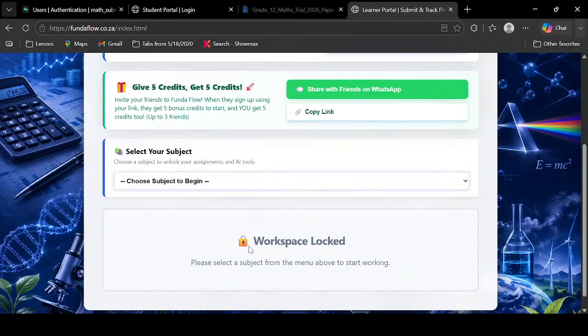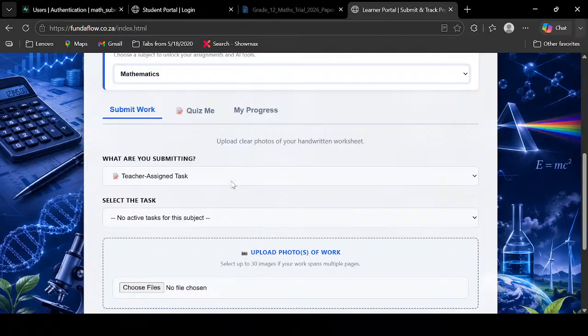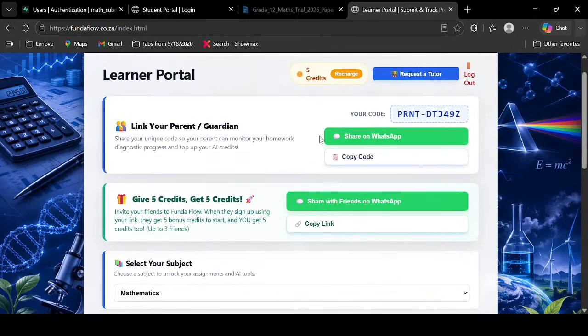Okay, so then we're doing maths. I'm doing maths. Okay, so I'm going to check the teacher assigned task. Oh, I have to hire you first, right? Yeah, first hire.